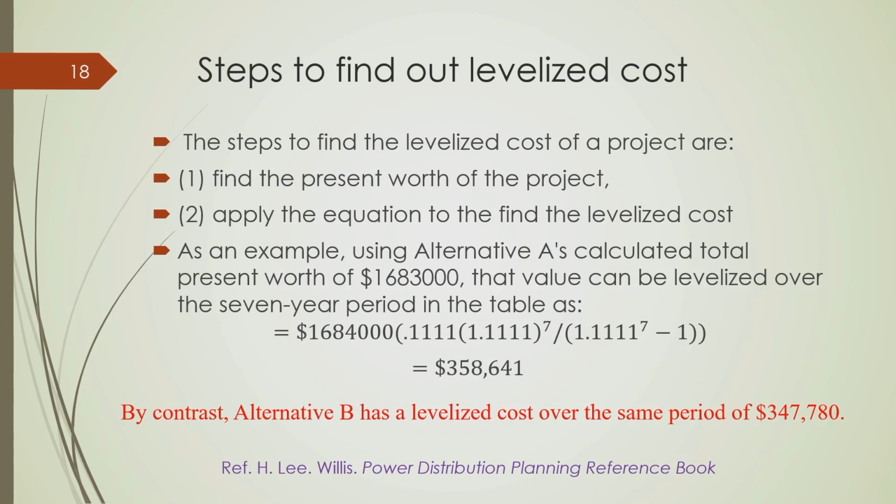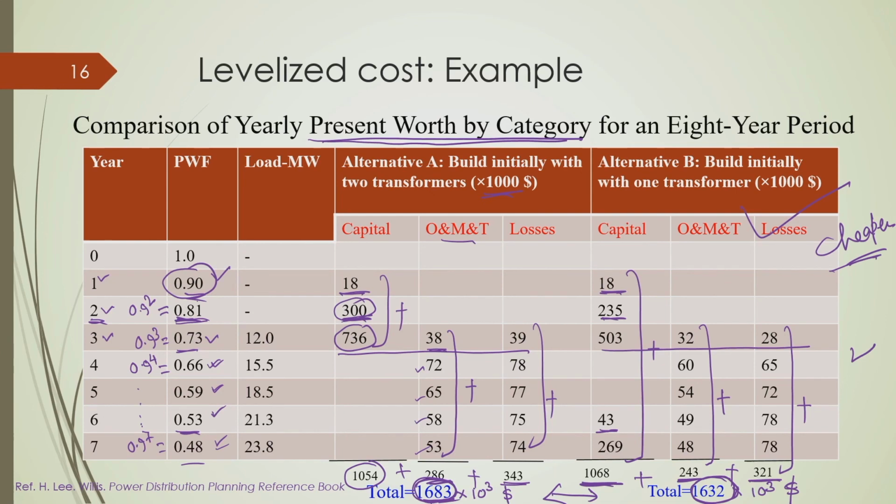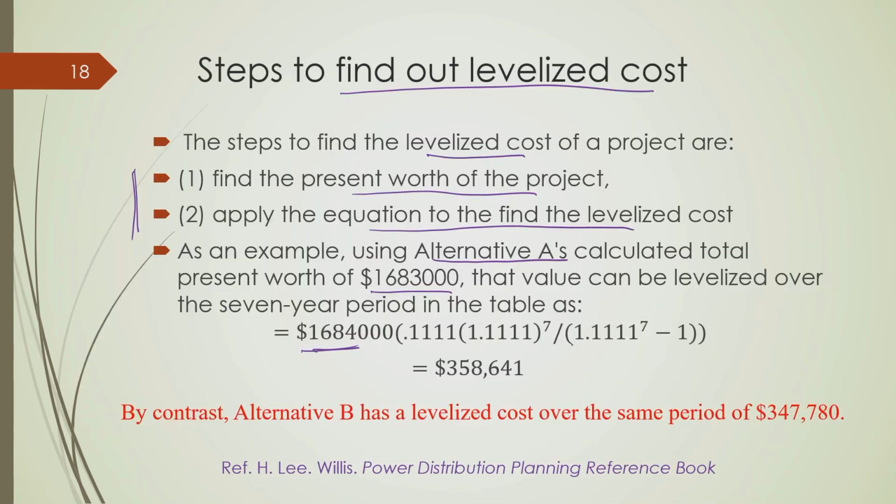Okay. Now, from this present worth cost, we find out the levelized cost. How to find it out? These are the two steps. First, you find out the present worth cost, and then by using the equation of the levelized cost, you convert it to the levelized cost. So, what we have done here? In alternative A, as we have seen, the total present worth cost is 1683000, and if you convert it to the levelized value, this will give you around $358,000. Okay. By using the same type of analysis in alternative B, you will get the levelized cost as around $347,000.